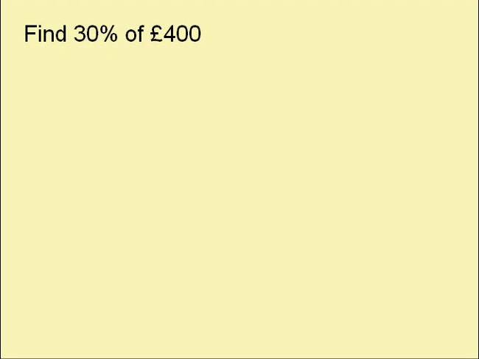In this question, I want to find 30% of £400 and I want to do it without using a calculator. Whenever you want to find a percentage of something without a calculator, always start by finding 10%. To find 10% of something, you always divide by 10. So dividing this by 10 gives me £40.